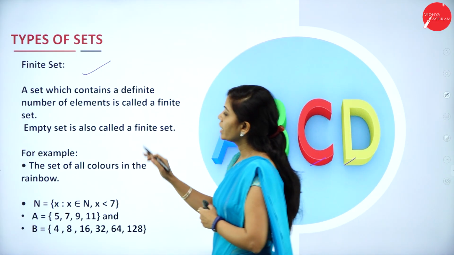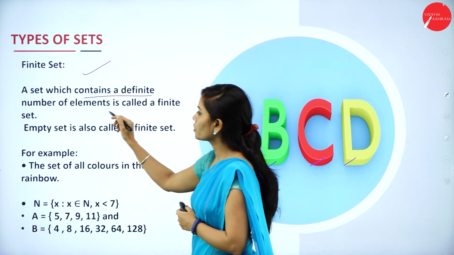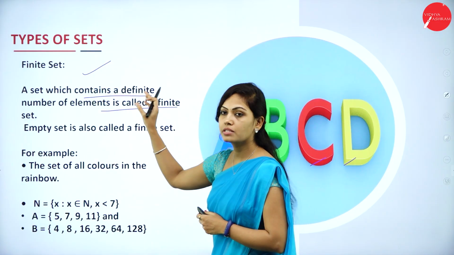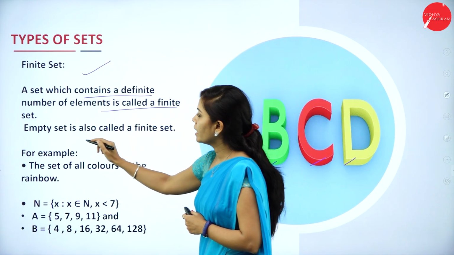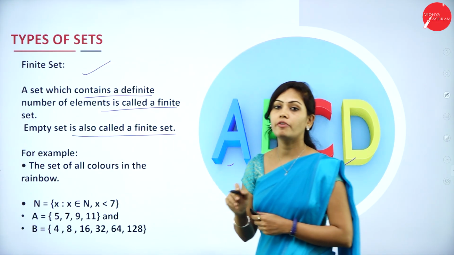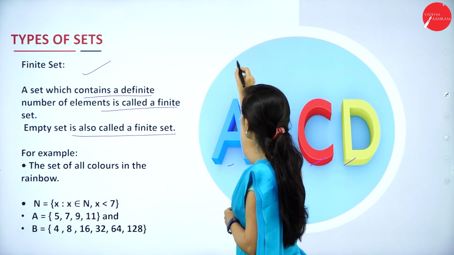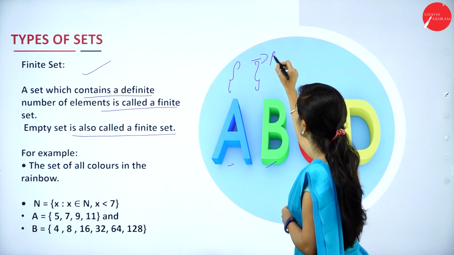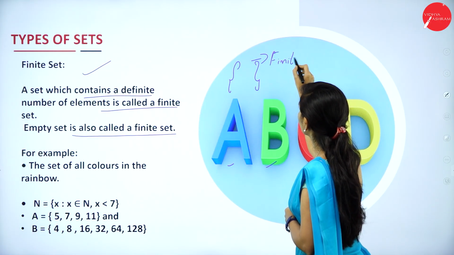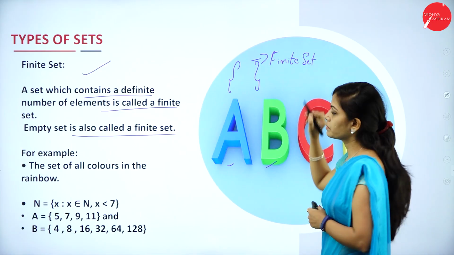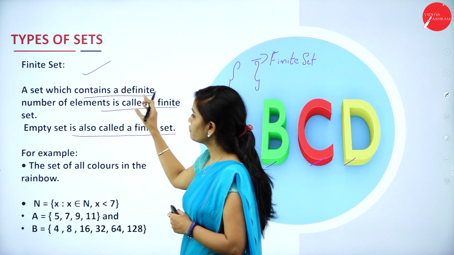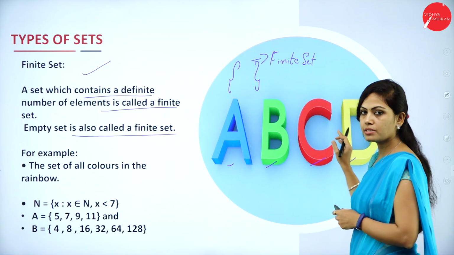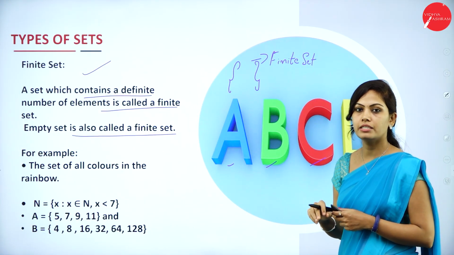So what is the definition? A set which contains a definite number of elements is called a finite set. The empty set is also called a finite set. Empty set means there are no elements in the set, and we can call it a finite set also. So if you are able to count the number of elements, we can call it a finite set.